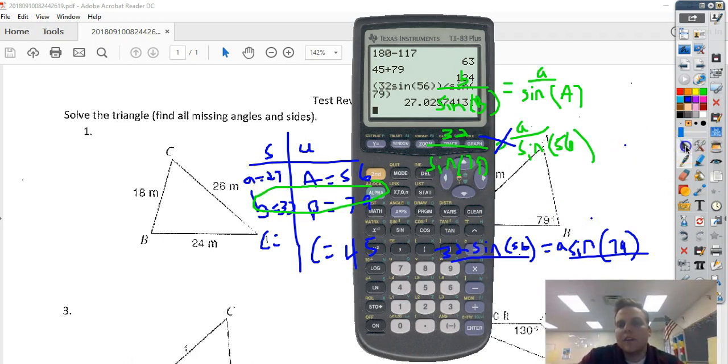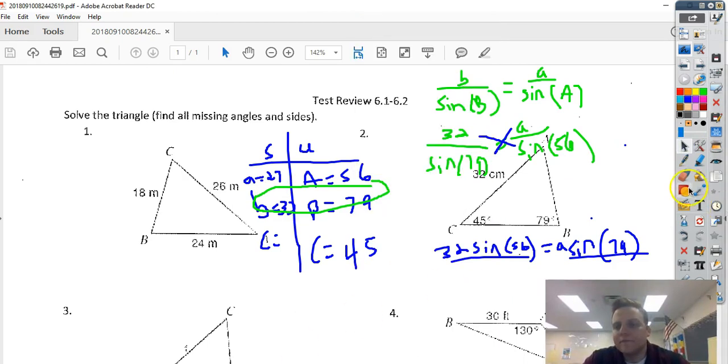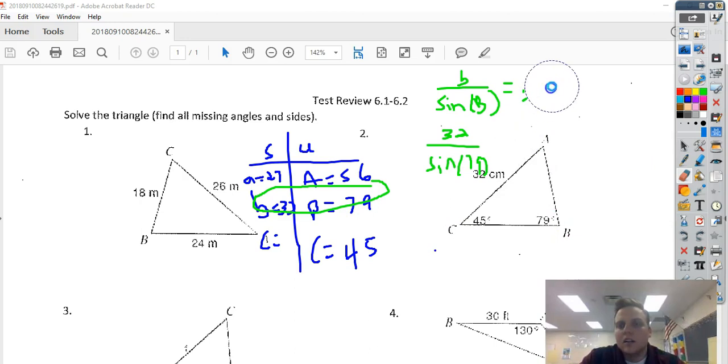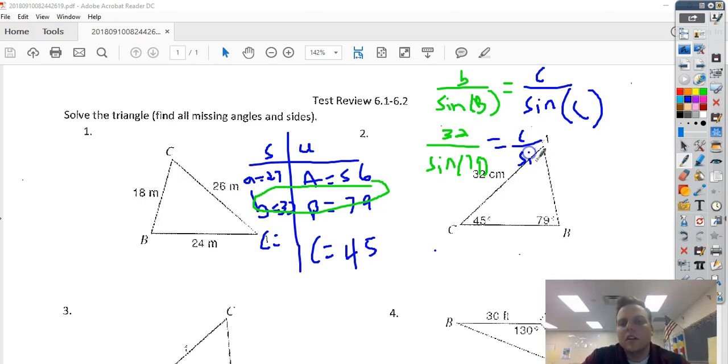Okay, and then I just repeat this whole process to find little c. Now that I know big A and little a, I actually don't have to use b and big B anymore, but since I already have it set up, I'm going to go ahead and continue using it. So little c over sine of angle c, and then 32 over sine 79 is equal to little c over sine 45.